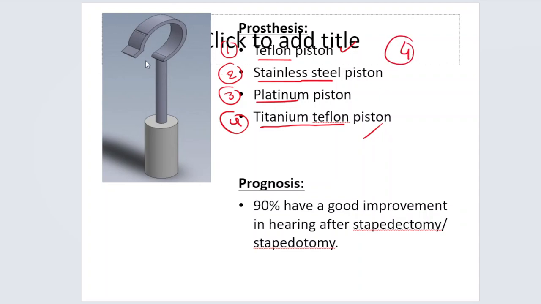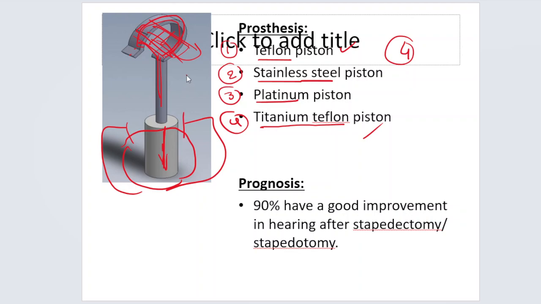So this is basically a piston. This is the long process of the incus. Around the long process of the incus, you put this round part and then crimp it, and this other part goes into the perforation on the stapes foot plate, so that it can move up and down. The sound vibrations, transmitted from the tympanic membrane to the malleus and incus, are then transmitted to the inner ear, to the cochlea.